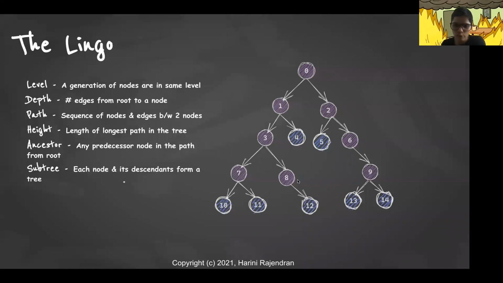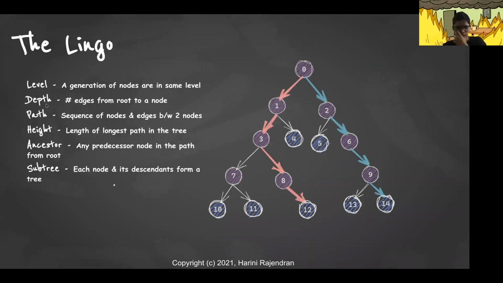So if you want to know the depth of any particular node, see how many edges are present between that node and the root, and that would give the depth of that node. For 8, it would be again 3, because there are 1, 2, and 3 edges between the root element and 8. So that's how we define the depth of a node.